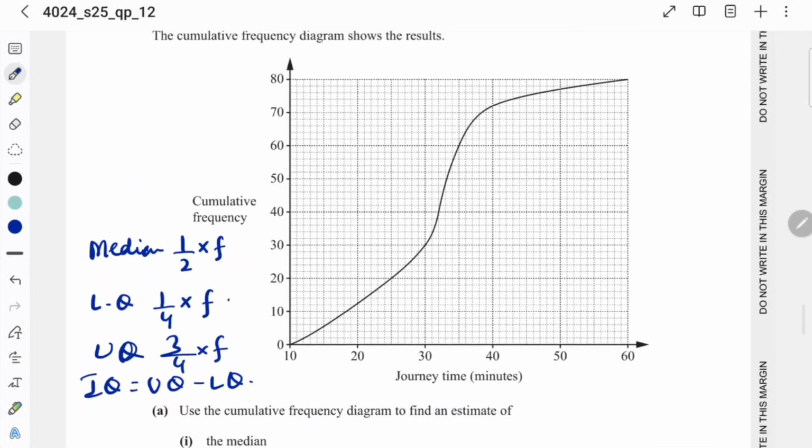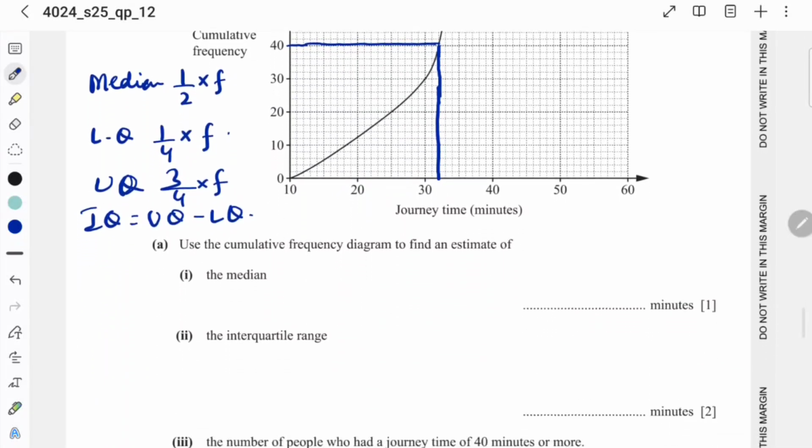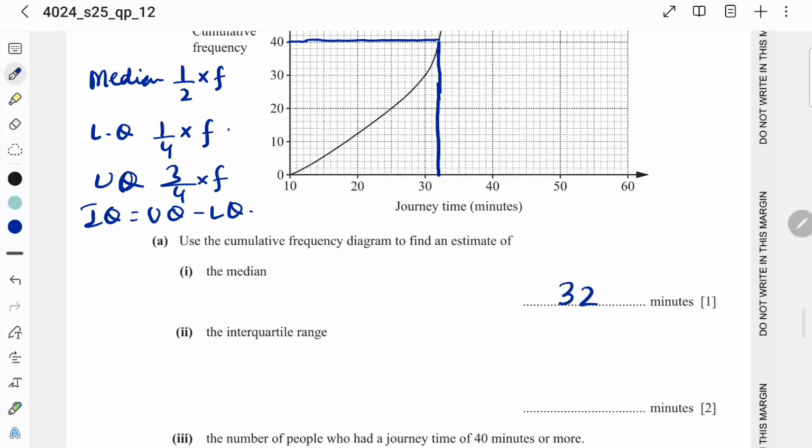All right, so it's ending at 80. Half of 80 is 40. So I'll have to take the ruler and check where it is intersecting. Where is the point wherever it is intersecting with the curve? So come down and check where it is. Okay, this is equal to 32. So 32 is the median.